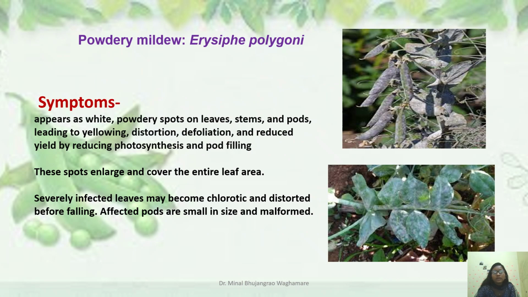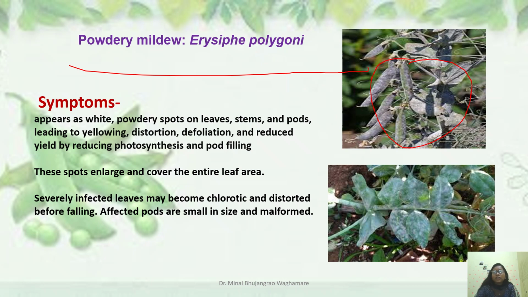Coming to another important disease, that is powdery mildew of pea. The causal organism is Erysiphe polygoni. In this, whitish mycelium growth occurs on the pods as well as leaves, and whitish and black lesions also appear on the pods. Ultimately, it leads to yellowing of the leaves, and defoliation takes place, which also reduces the yield.